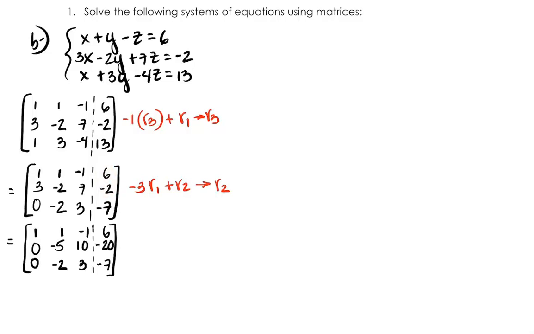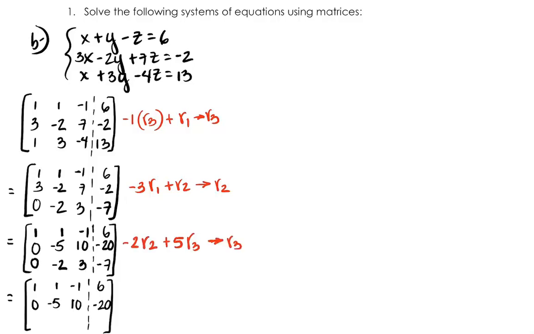Now we're going to multiply row 2 times negative 2 and row 3 times 5, and that will give us row 3. Once we do that, we get 0, 0, negative 5, and 5. Now we're going to multiply row 1 times 5 and multiply row 3 times negative 1 and add it to row 1, and that will give us a new row 1. We are also going to divide row 2 by 5 to make it simple.